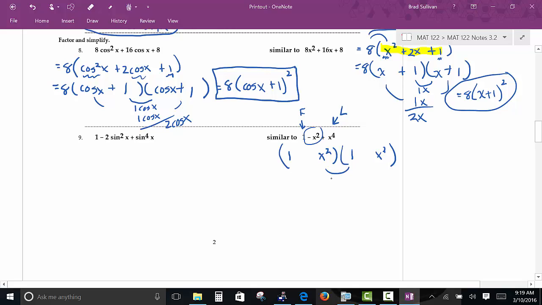So that is a 1x squared. This is another 1x squared. I think I left something off on this. I think I intended for this to be a 2.